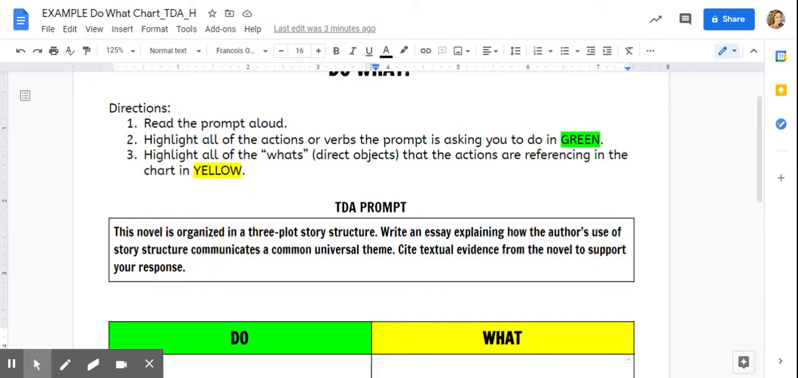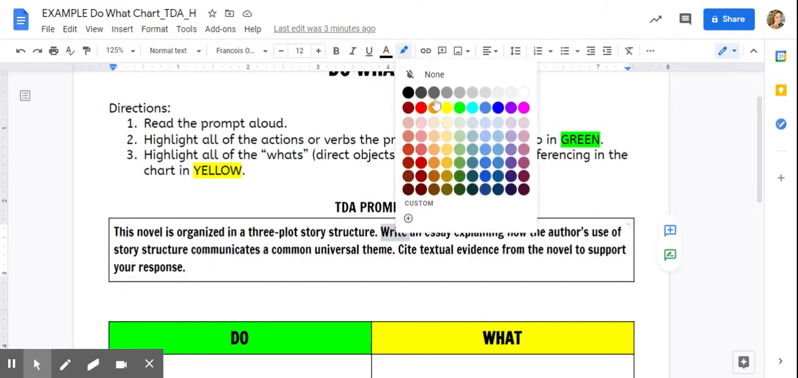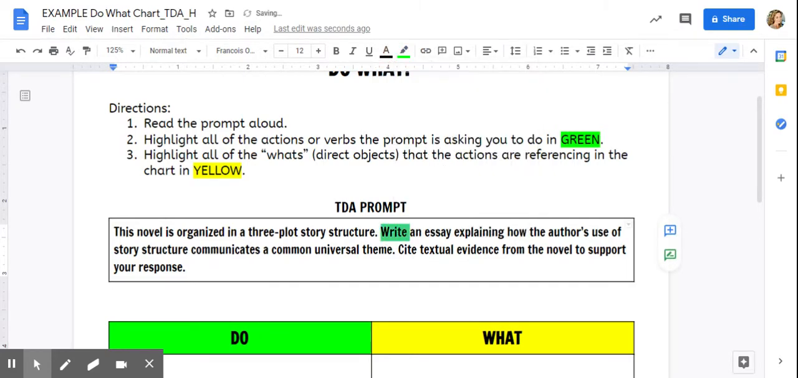Okay, so I'm at number 2 under directions. I've read the prompt aloud and I've read it carefully and thought about it. So now it's time to highlight our actions, our verbs, okay? I'm going to start with the second sentence. What I'm going to have to do, the verb write, that's something I'm going to have to do. So I'm going to double click that. Let's highlight that bright green. That's one verb. Write an essay explaining, that's an action.